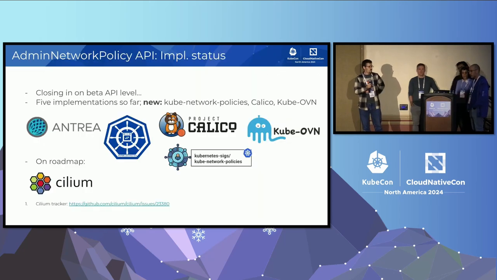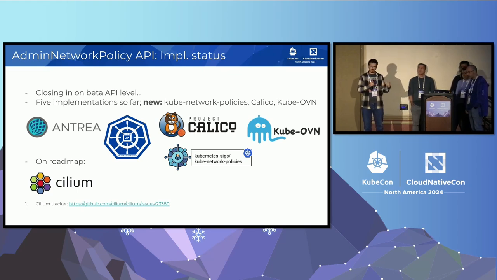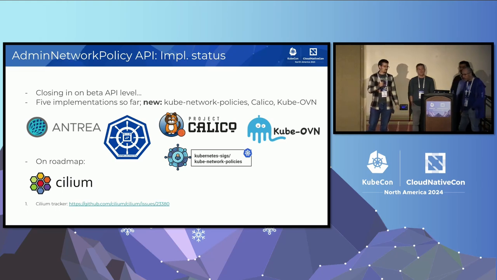So where are we with implementation? An API is pretty useless without an implementation. The API itself is heading towards beta. We're pretty close. We're about to kick off API reviews and try to track down the final details that we need to do to get to beta.